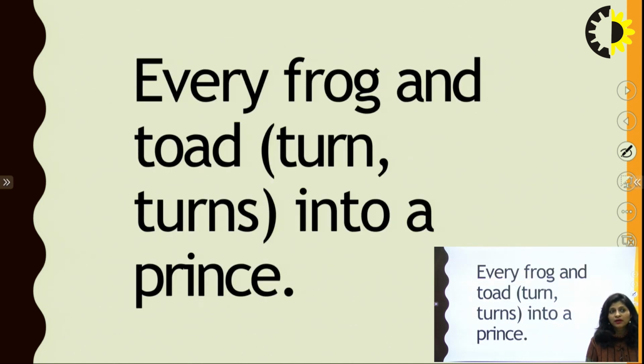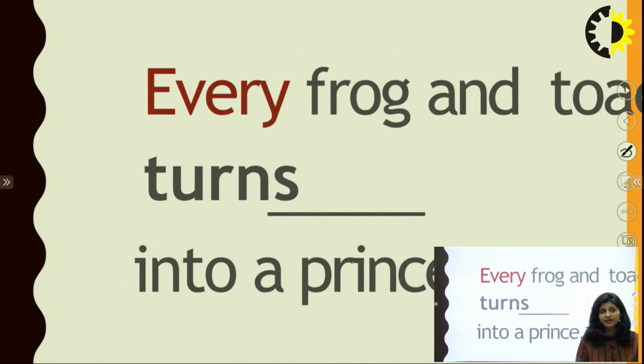Every frog and toad turns or turn into a prince. Again, every is used before a subject, so obviously now it has become a singular subject. So we are going to use a singular verb here. Every frog and toad turns into a prince.